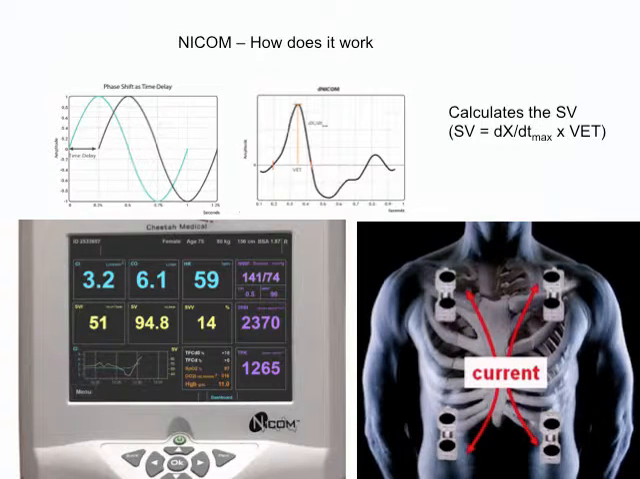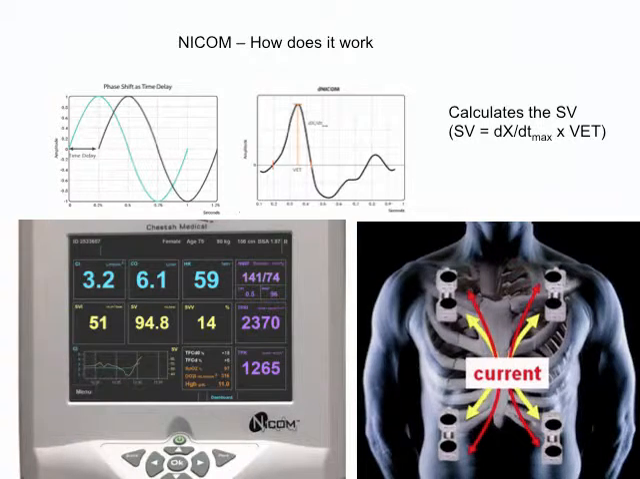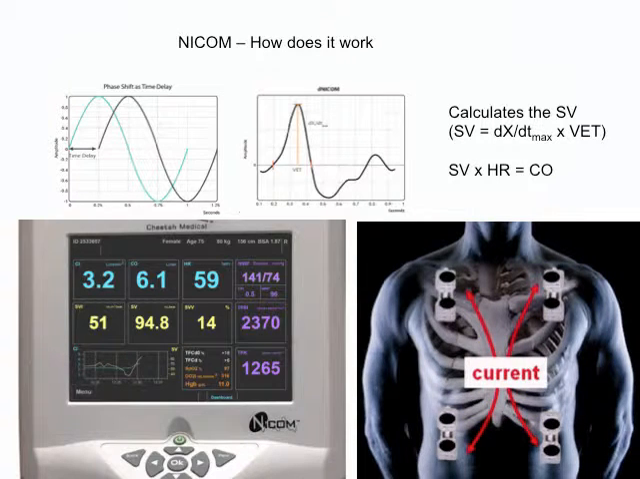The monitor is able to measure the ventricular ejection time, and using the change in measured current frequency is able to calculate the stroke volume. By multiplying the stroke volume with the measured heart rate, the NICOM monitor is able to calculate the cardiac output.